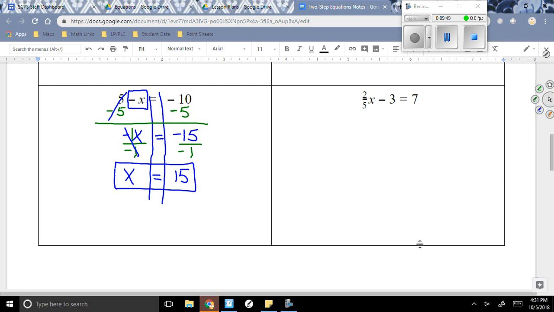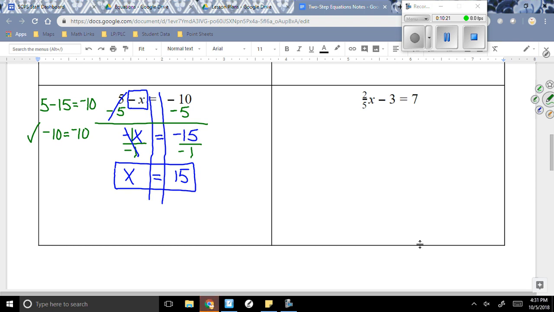Let's go ahead and check this because that was a tricky one. I want to make sure that it works when I put it back into the problem. So let's rewrite it. Instead of x, I'm going to use 15. So I have 5 minus 15 equals -10. I want to make sure that that works. Well, if I type 5 minus 15 into my calculator, I get -10. So my two sides are equal to each other. I know that that solution works for that equation.